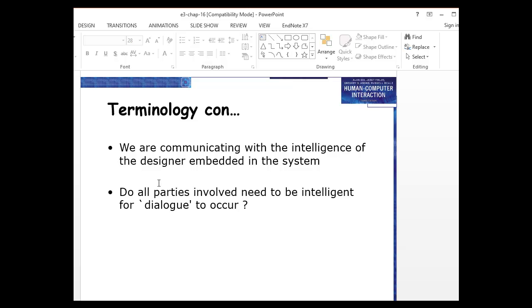So the last terminology: do all parties involved need to be intelligent for dialogue to occur? If you want to start communication between a computer and another party, is it important that both parties belong to the intelligent field or intelligent community? So this is a question.